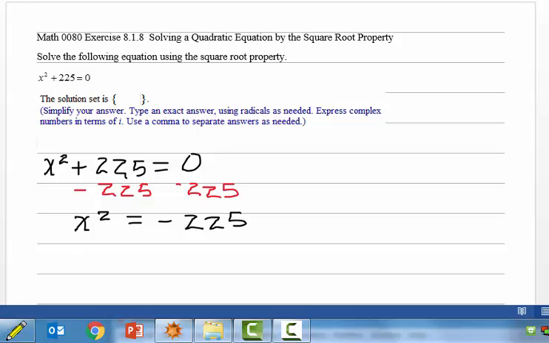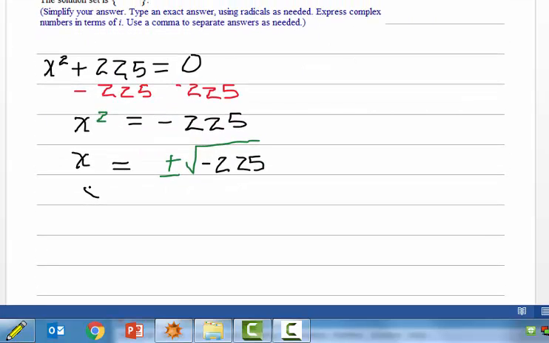And remember that the square root property tells me that I can lose this exponent of 2 on the left if I apply plus or minus square root to what is on the right side of the equation. And that happens to be negative 225. So when we take a square root of a negative, we will be using the complex unit i.